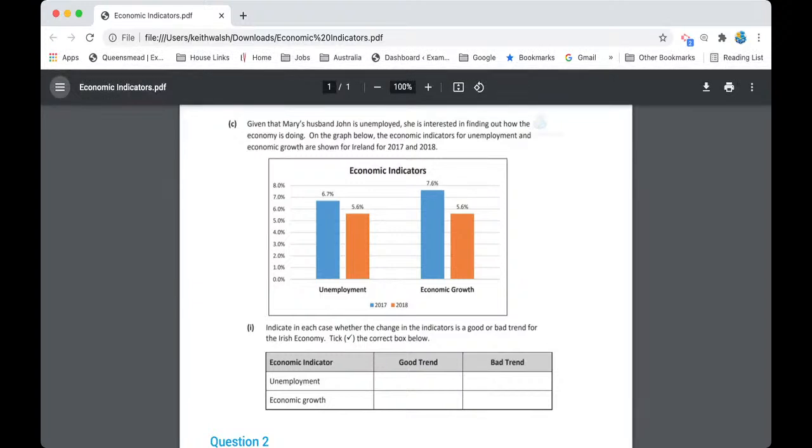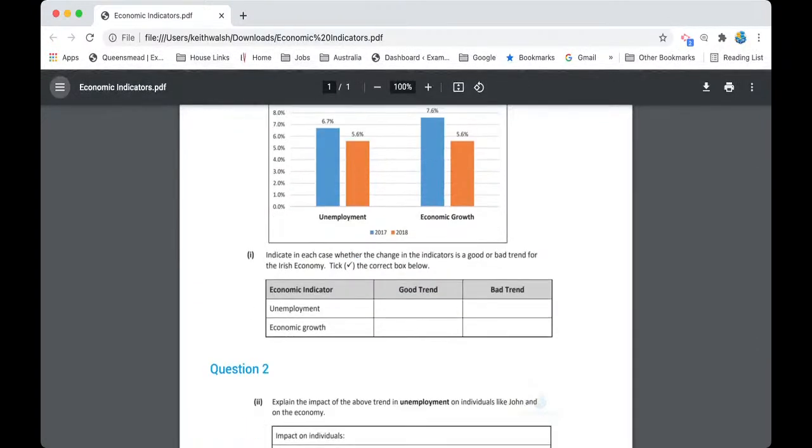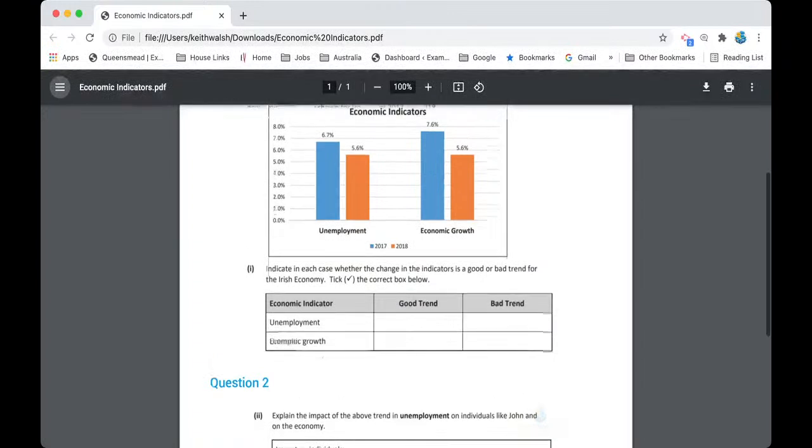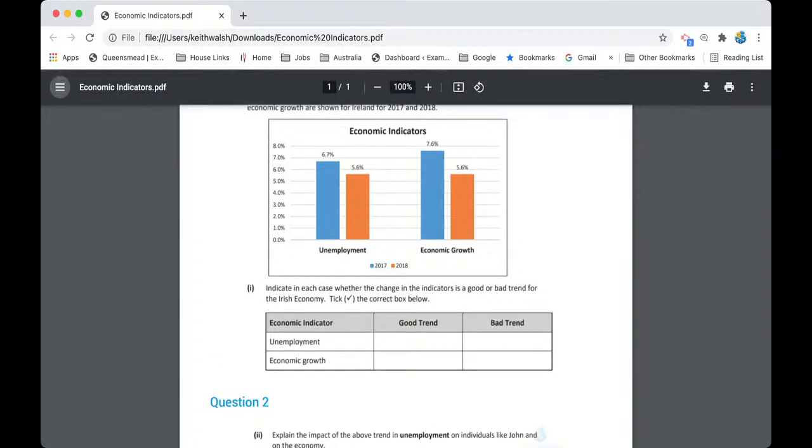And all you have to do here is tick the box as to whether you think this is a good trend or a bad trend. So we know that unemployment reducing from one year to the next is a good trend, and we know that economic growth reducing from one year to the next is a bad trend. Okay, so straight away you tick those two boxes and you have your marks.